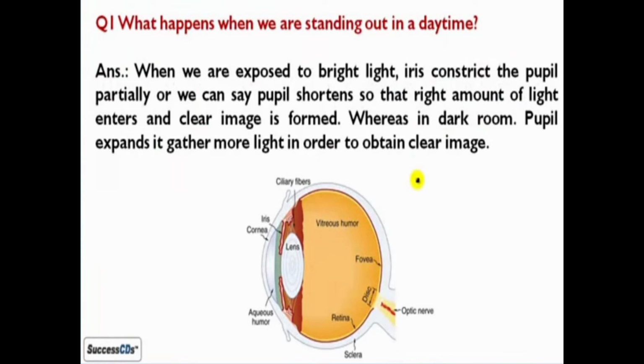But whereas in a dark room, the pupil expands, it gathers more light in order to obtain a clear image. Whenever we are in a dark room, the size of the pupil becomes larger, so that we can see the image clearly. Okay.